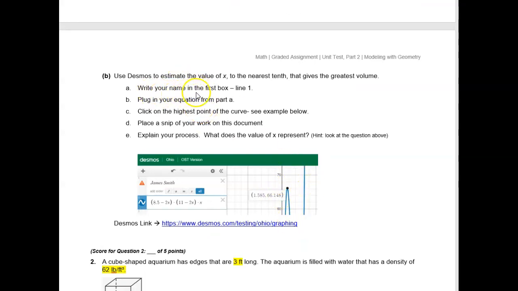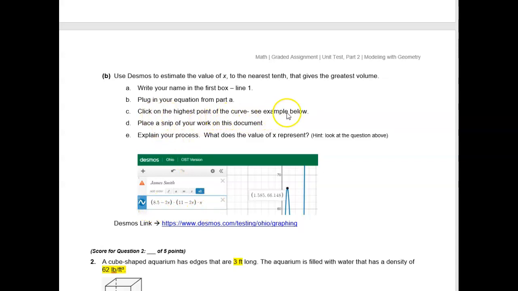So first you're going to write your name in the first box, line 1. You're going to then plug in your equation from part A. Mine's plugged in here. I said it was 8.5 minus 2X, 11 minus 2X, and then X. Length times width times height is the volume of a box.